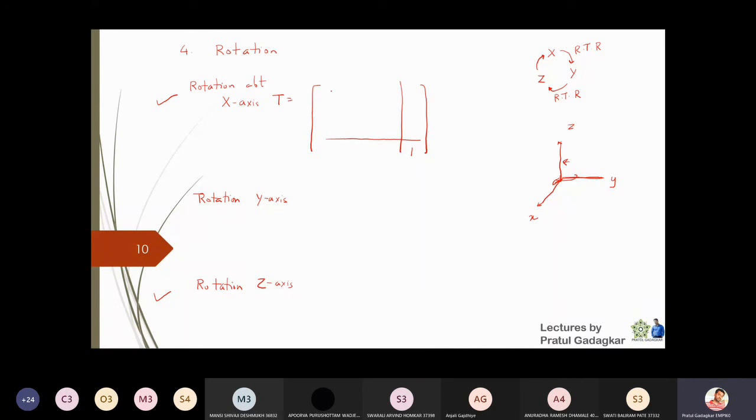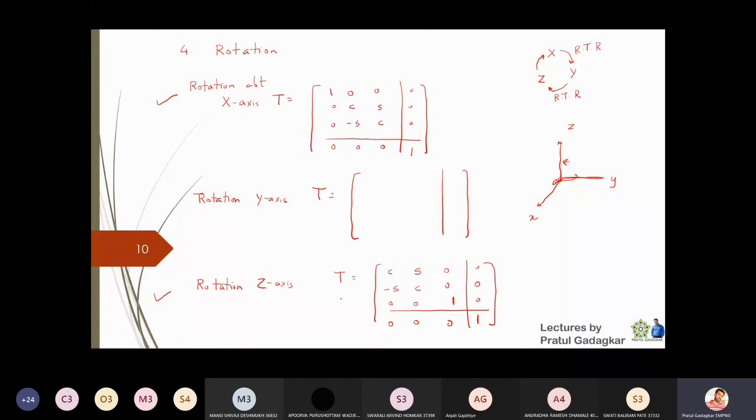The x coordinate will be as it is. I will write cos theta, sine theta, minus sine theta and cos theta as usual, as the y and z coordinates are going to rotate. When I'm writing the rotation matrix about the z-axis, what am I going to write? For the z coordinate, nothing will change, but x and y are going to change. So there I'm going to rotate, which is cos theta, sine theta, minus sine theta, cos theta. All other entries are zero. Please remember. So here also it is like this, 0, 0 everywhere, and here a 1.